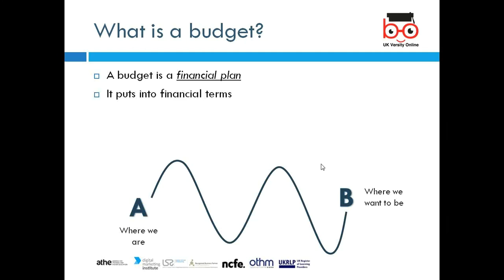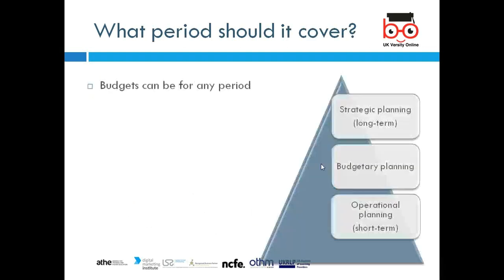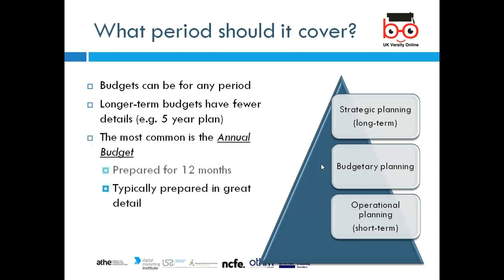So let's summarize our discussion. Budget is a financial plan. It puts into financial terms what we are going to achieve, A, where we are, and B, where we want to be. And how we are going to achieve it is all through the budget. What period should it cover? Budget can be short term, long term and medium term. Budget can be for any period.